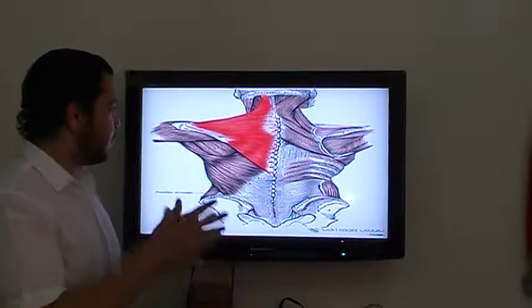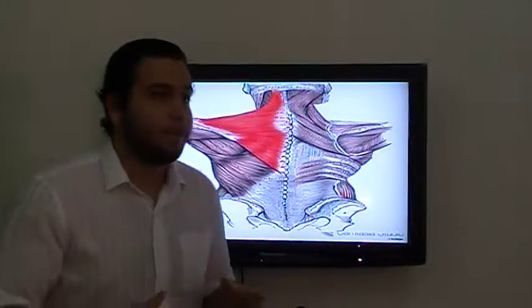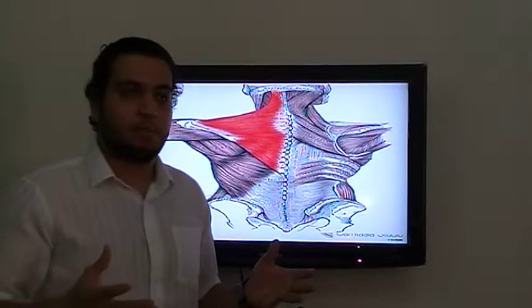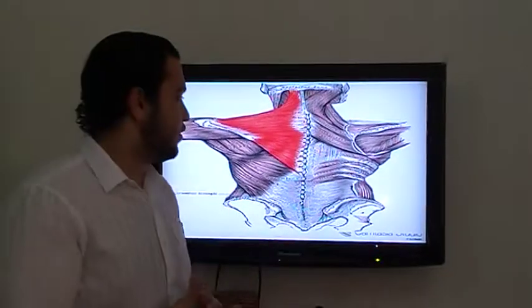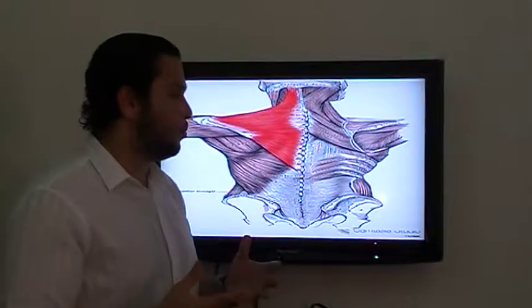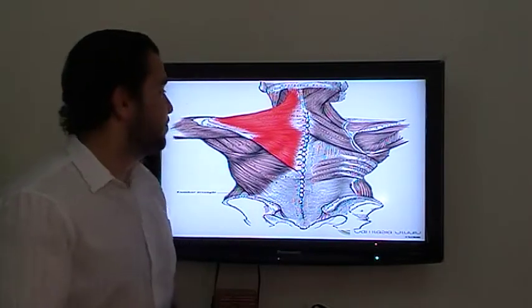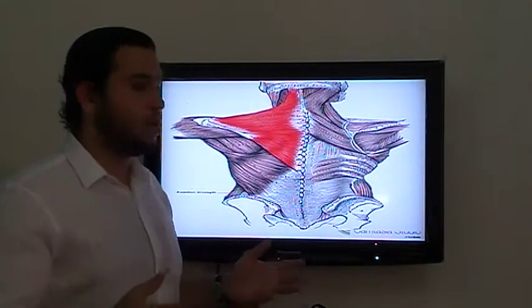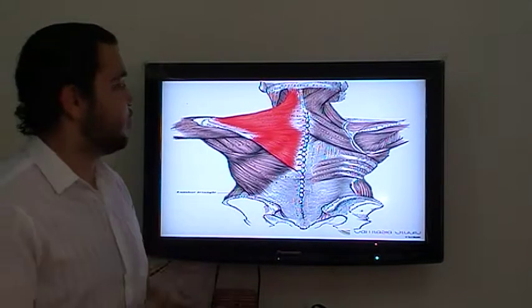Now beginning with the first back muscle. This muscle is called trapezius. You might ask, why is it a part of the upper limb muscles? The answer is that it has some particular movements that it moves the muscle in, and that's why we consider it a part of the upper limb muscles. So this is called trapezius.